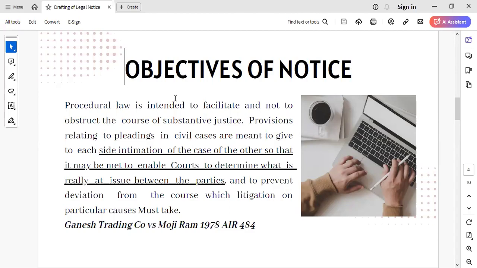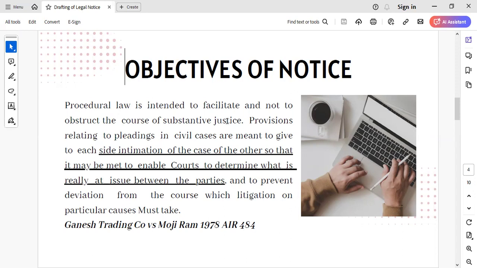Now, procedural law is intended. What is meant by intended? The goal, the objective, the intention is to facilitate and not to obstruct the substantive justice. Now, what is substantive justice? If you have done something and the court will take cognizance and will make the wrong right, that is substantive justice. Now, when you go to the court, how much time will the case run in the courts, with your experience?